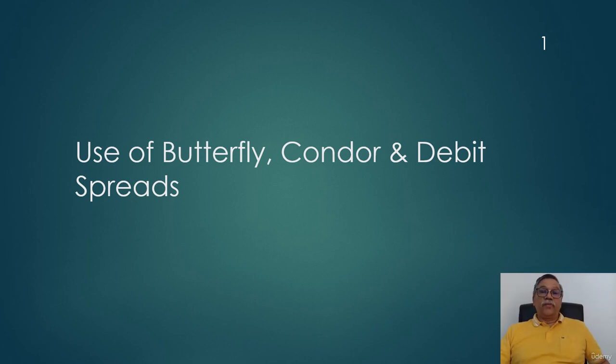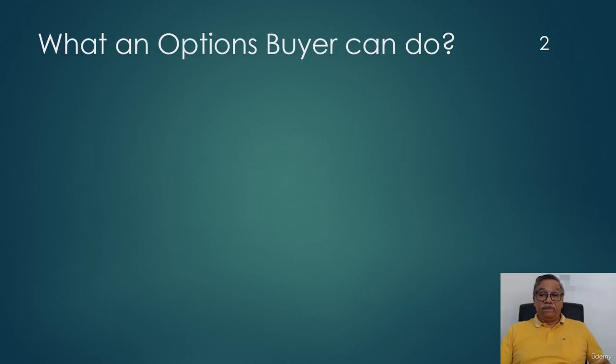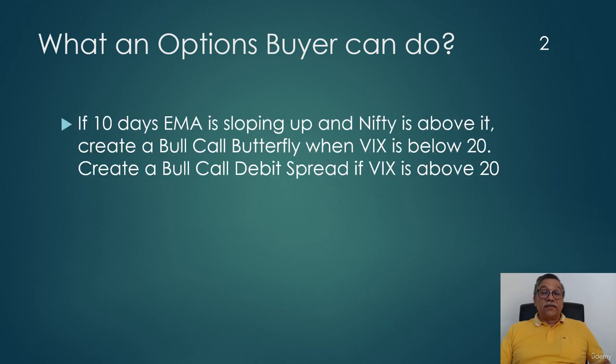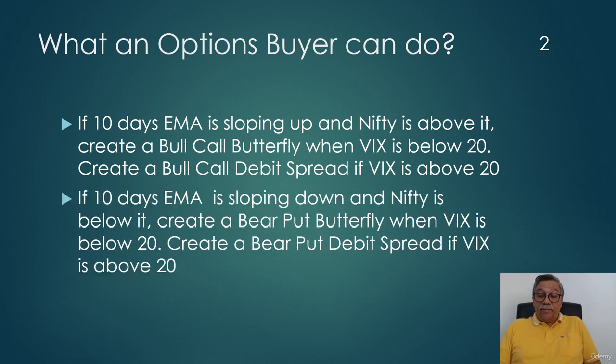Welcome to this video. Now, today we are going to see how butterfly, condor and debit spreads work in handling Nifty. So what option buyers can do? If 10 days EMA is sloping up and Nifty is above it, we can create a bull call butterfly when VIX is below 20 and create a bull call debit spread if VIX is above 20.